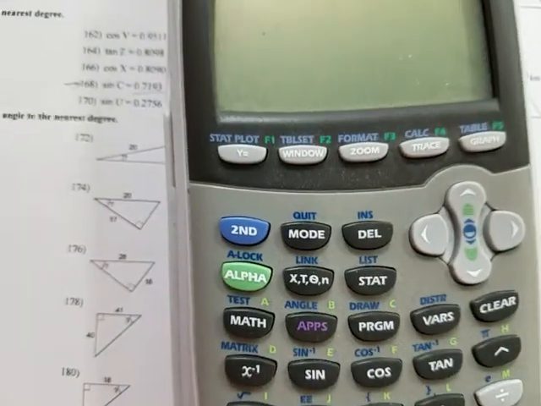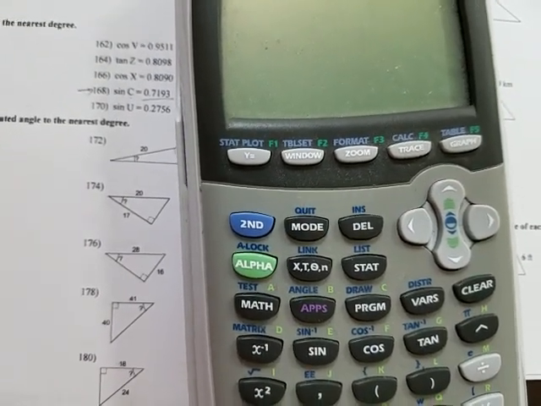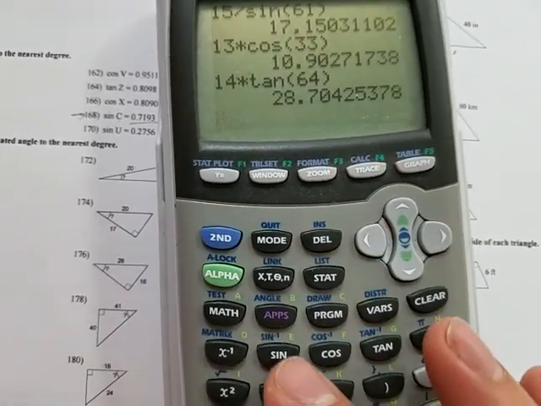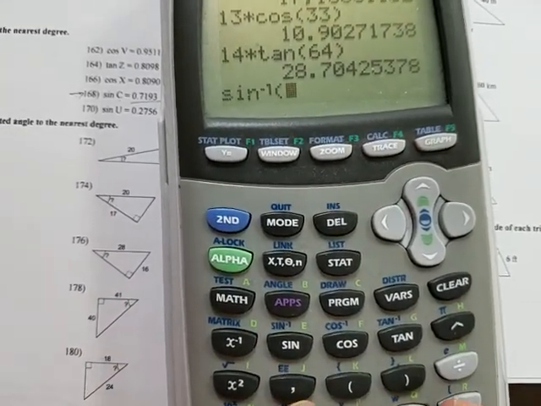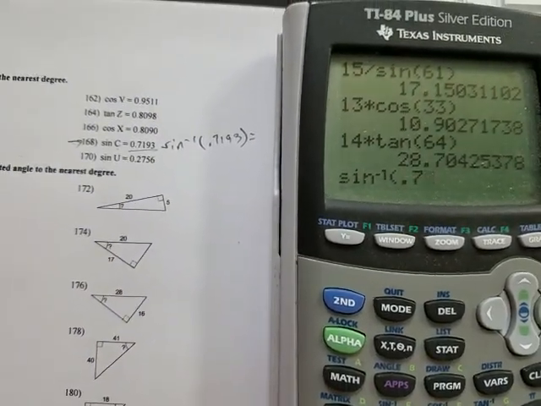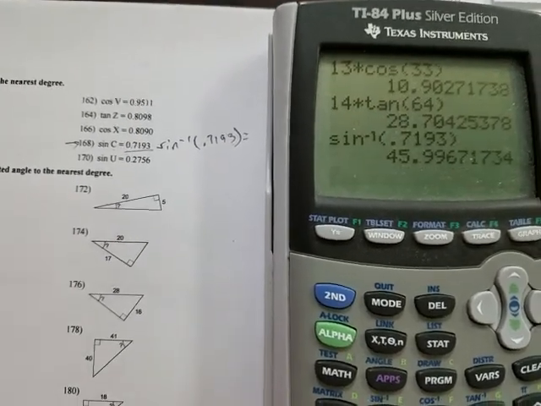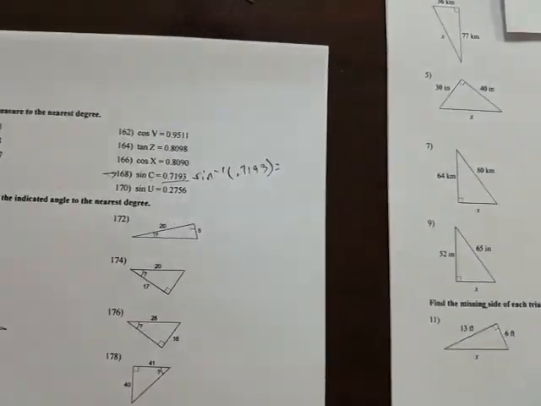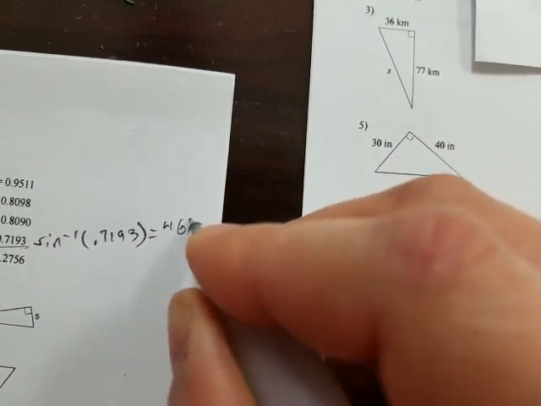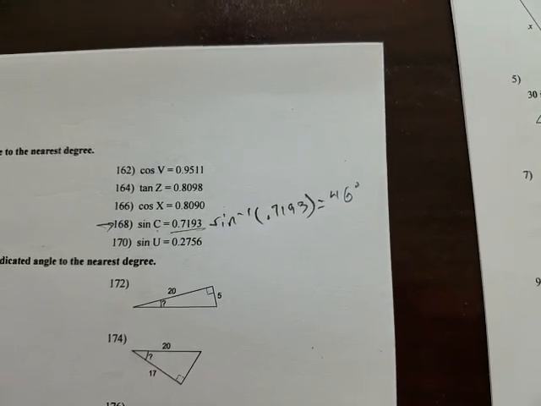So I go over here, and sometimes it's called arc sine, sine -1, inverse sine. You'll have to find it on whatever you're using. Mine, I press second and then sine for that little sine -1. I put inverse sine of my ratio, 0.7193. And that tells me 45.99. So that's 46 degrees to the nearest degree.